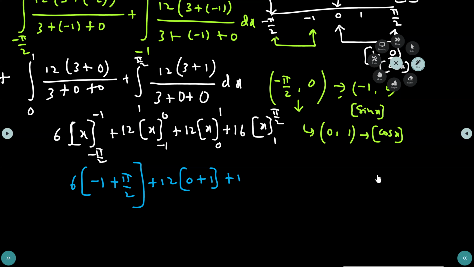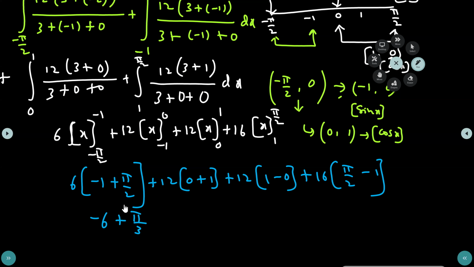Plus 12 into 1 minus 0. Plus 16 into what is this? Pi by 2 minus 1. So minus 6 plus pi by 2 into 6, right? Pi by 2 into 6, how much? 3 pi. Plus 12. Plus 12. Here 16 by 2, 8 pi, minus 16.